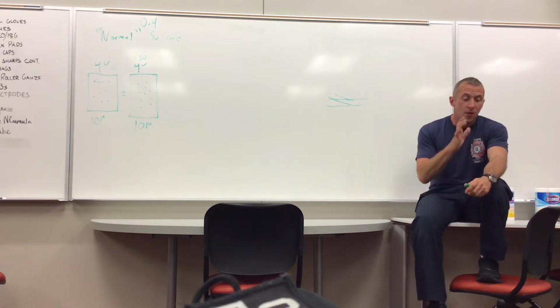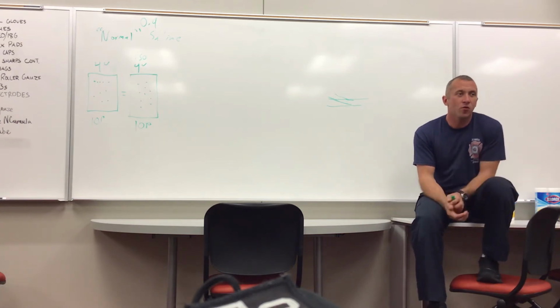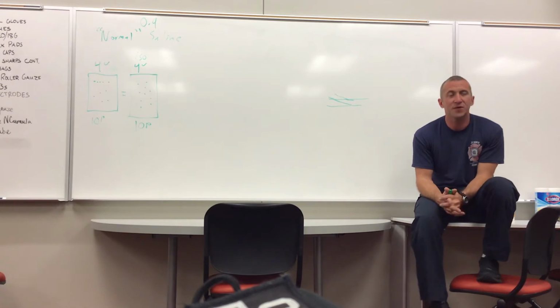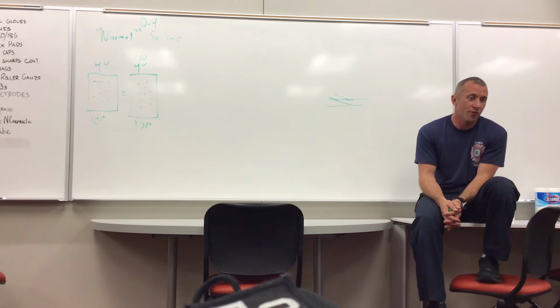So what side do we normally start IVs on a patient if they're in the ambulance? The left. Why? Just because we're on there. Because it's easier, of course, we're readily available. So, let's rewind back to our guy with the injuries that we had.